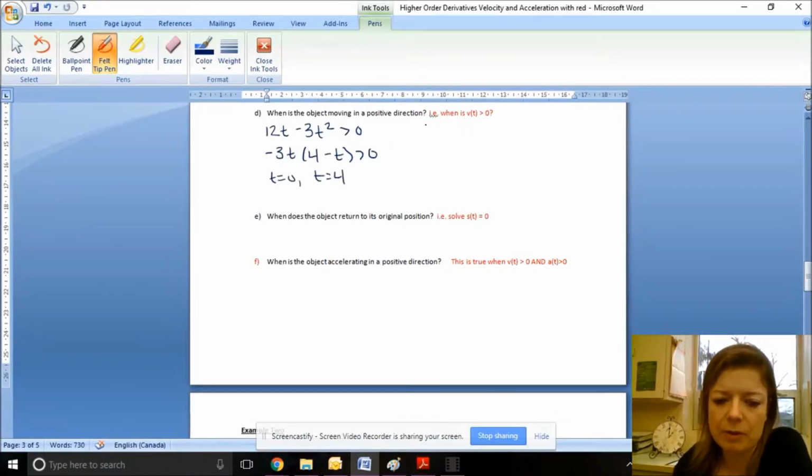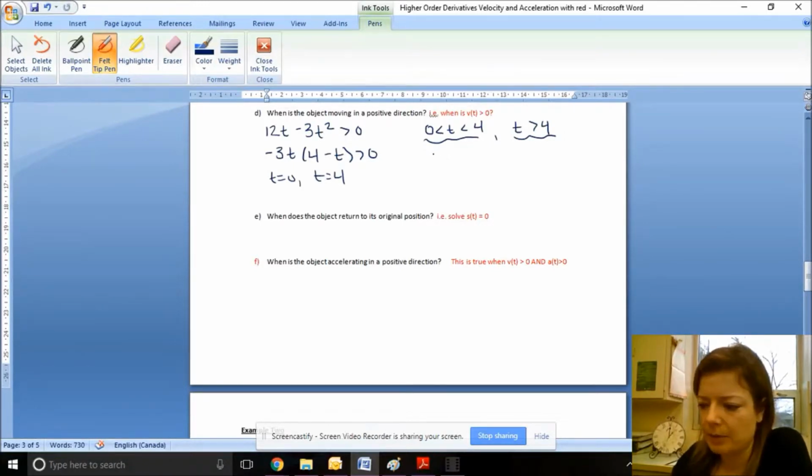So we don't care about before 0, so we just care about between 0 and 4 seconds, and then after 4 seconds. Okay, so we just do a little table here. Because we know it's changing direction at 0 and at 4, we just need to look at between 0 and 4 and then after 4.